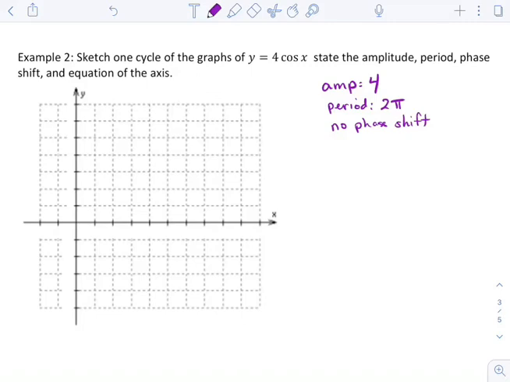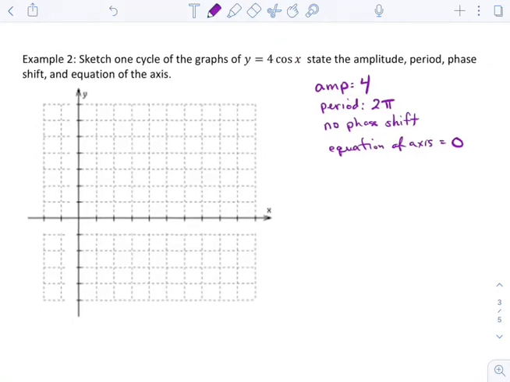And equation of the axis. In this case, there's no C value, so it's like plus 0 on the end. Right? Like plus 0. So equation of the axis is at 0. So how do we graph these things? Well, first thing you're going to look at is what graph we're looking at, the cosine graph. So I'm going to list all the points for the cosine graph.